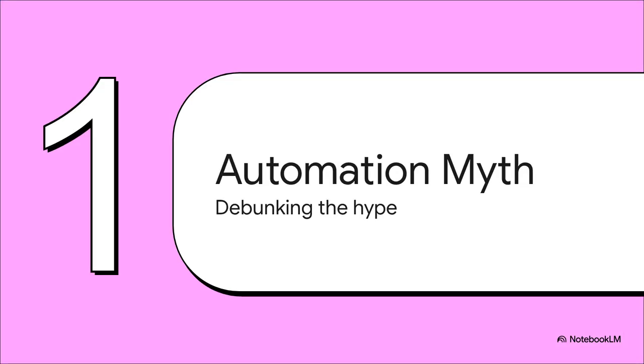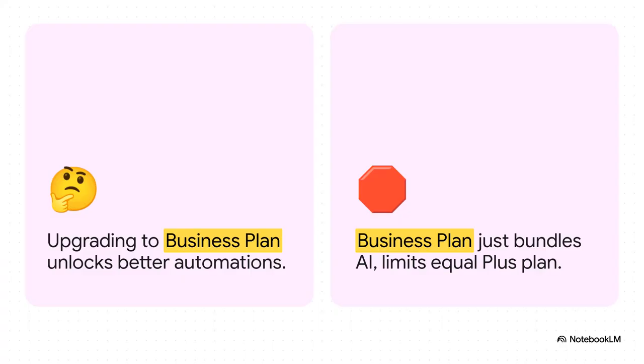Section 1, the Notion automation myth. Let's start debunking. A lot of users just assume they need to hand over more money to unlock the good stuff, right? Like the free plan only gives you buttons and upgrading to the Plus plan gets you those full custom automations. But what happens when you upgrade past Plus to the Business plan? Well, reality check, that actually doesn't improve your database logic at all. The Business tier just bundles in Notion AI. Your actual automation limits are exactly the same as the Plus plan.